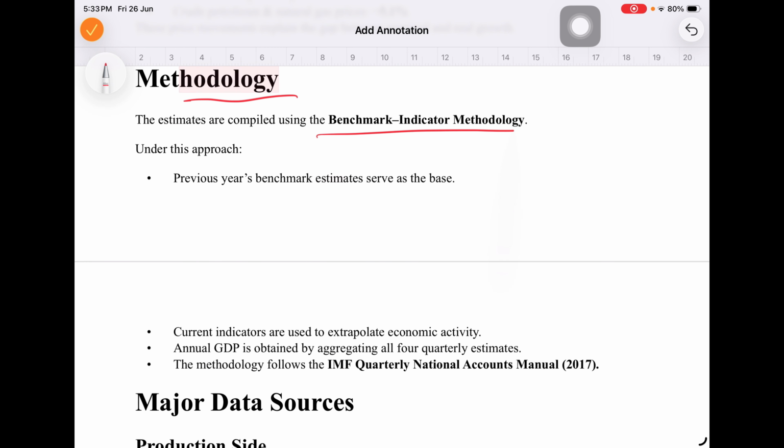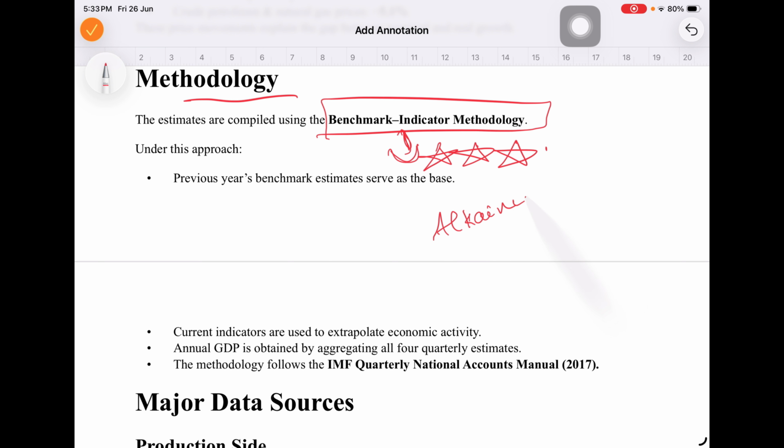The estimates are compiled using the benchmark indicator methodology. This is very, very, very important. Please remember that the benchmark indicator methodology is used. And Alkire Foster is used for something else. It was asked 2 or 3 times in UPSC. And see, I even forgot. Let me just Google it. I don't even know if the spelling is right.